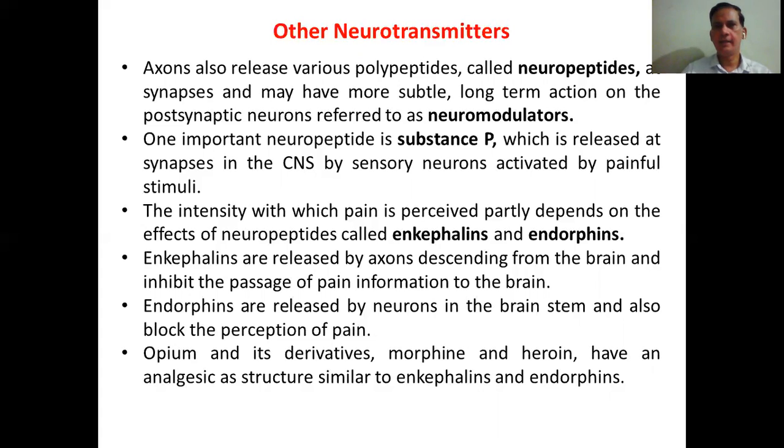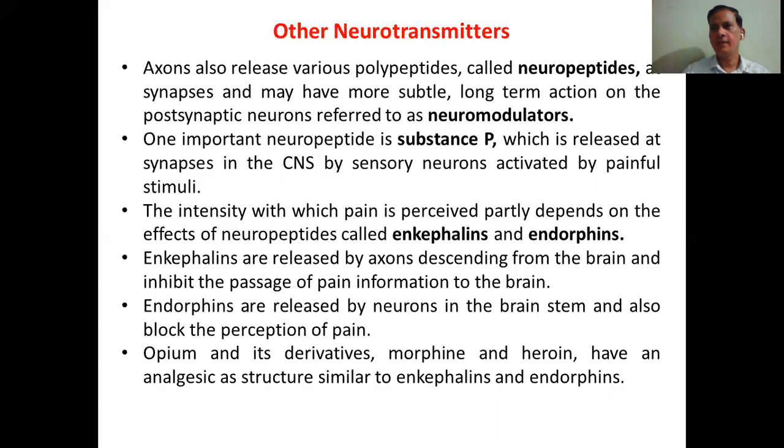One of the important neuropeptides is substance P. This is released at the synapse in the central nervous system by the sensory neurons, and it is activated by painful stimuli. The intensity with which pain is perceived partially depends on the effect of neuropeptides called enkephalins and endorphins. Enkephalins are released by axons which descend from the brain and inhibit the passage of pain information to the brain.